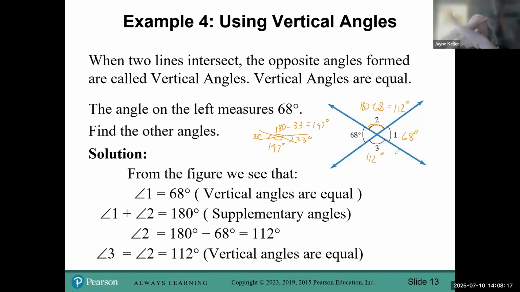So anytime I have those two intersecting lines, as long as I know one angle, I can find all four of them, because the ones that are next to each other add up to 180, and the ones that are opposite each other are equal. So I really only have to do one calculation, 180 minus the angle, and then I know every single angle in that set.